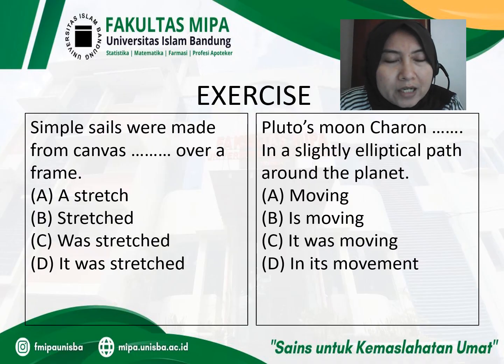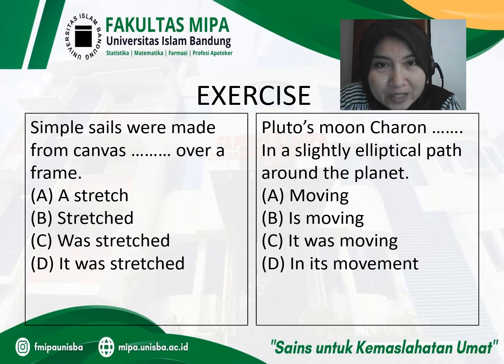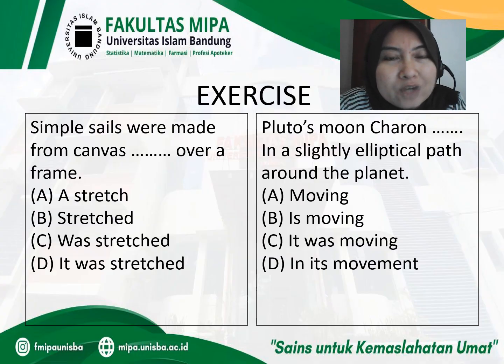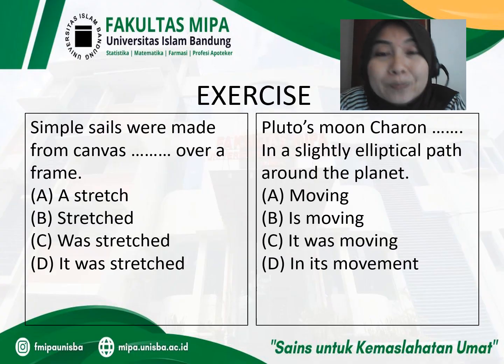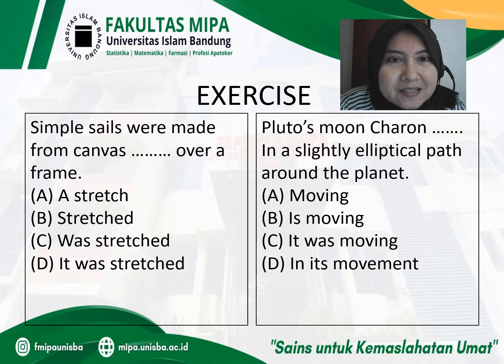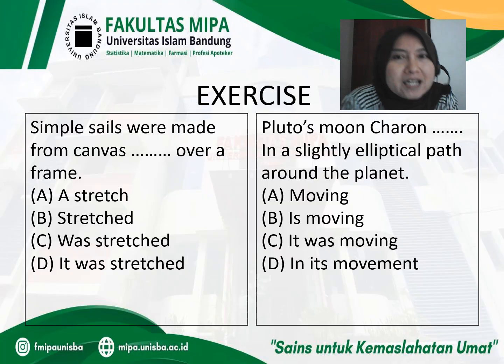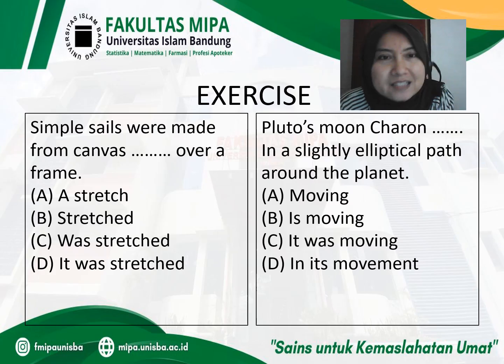So this is incorrect. Option B, is moving, includes the helping verb is plus moving, forming the present continuous tense. So this creates a complete verb phrase and makes the sentence grammatically correct. Charon is moving in a slightly elliptical path.